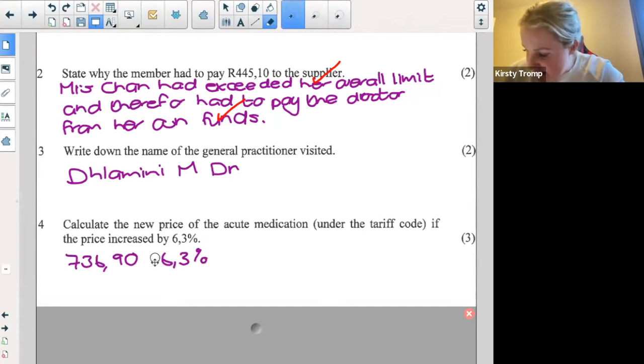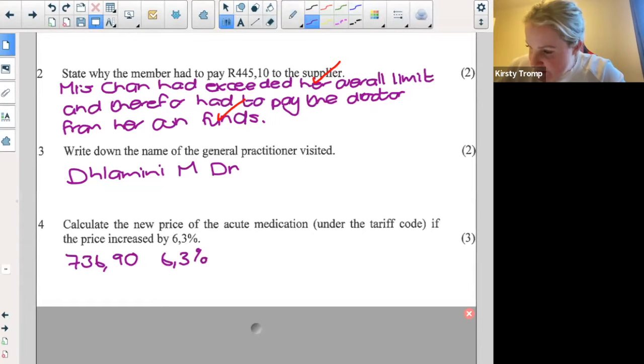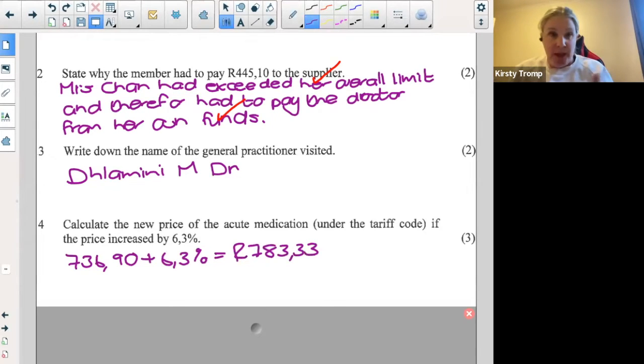Plus 6.3%, and it gives you 783 Rand and 33 cents. In most cases, that works out.